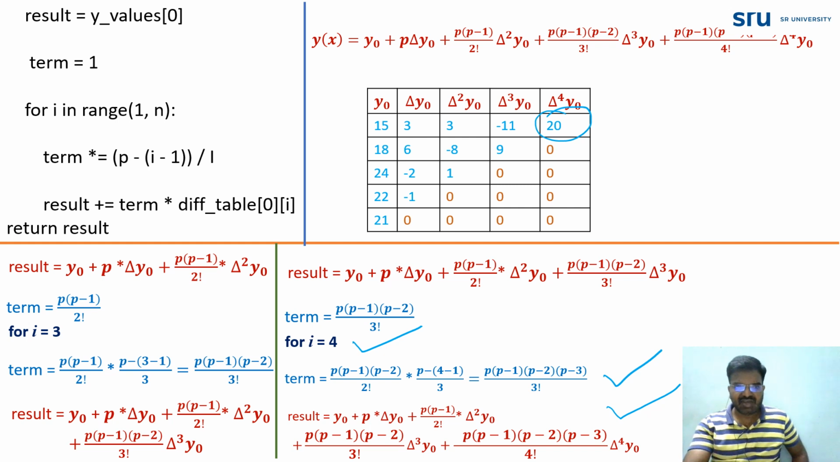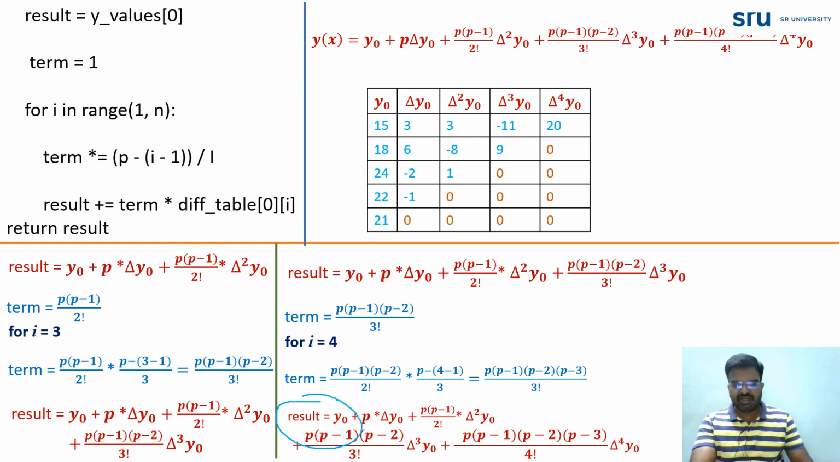So the maximum value of I is 4, which means the for loop is completed with this value. So finally we got the result with Newton's forward interpolation formula. Now we return the result to this function.